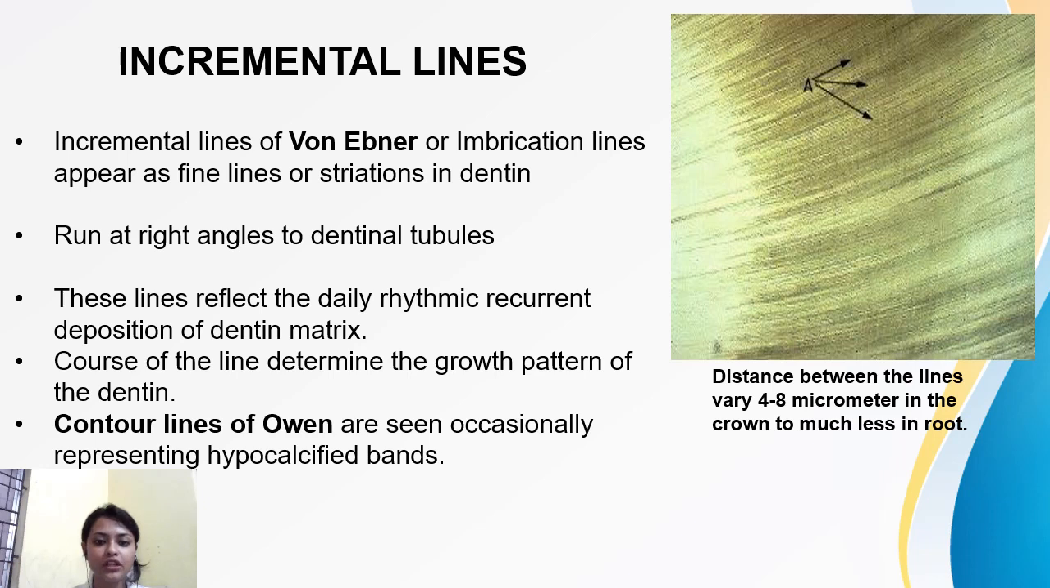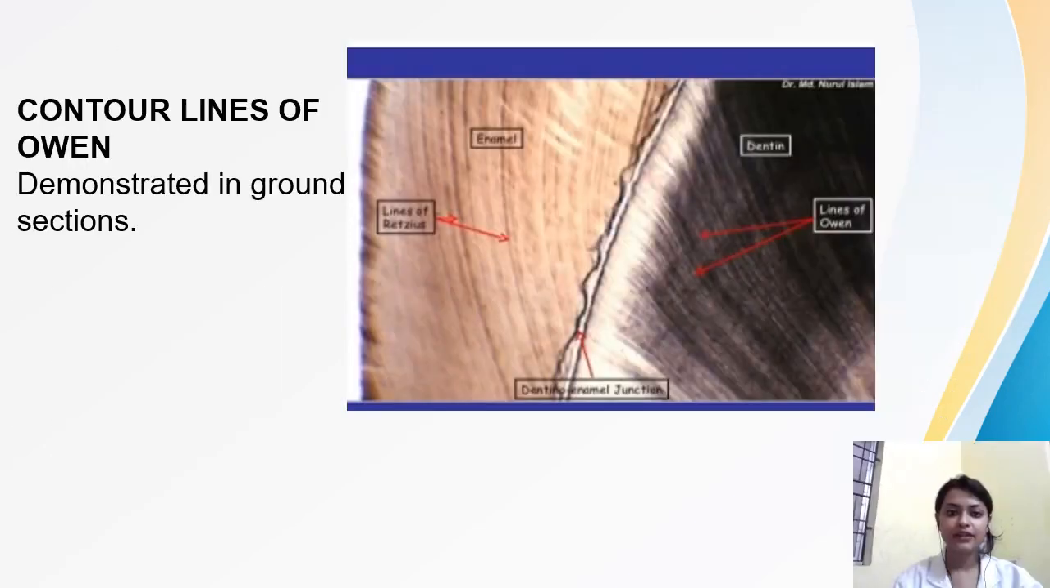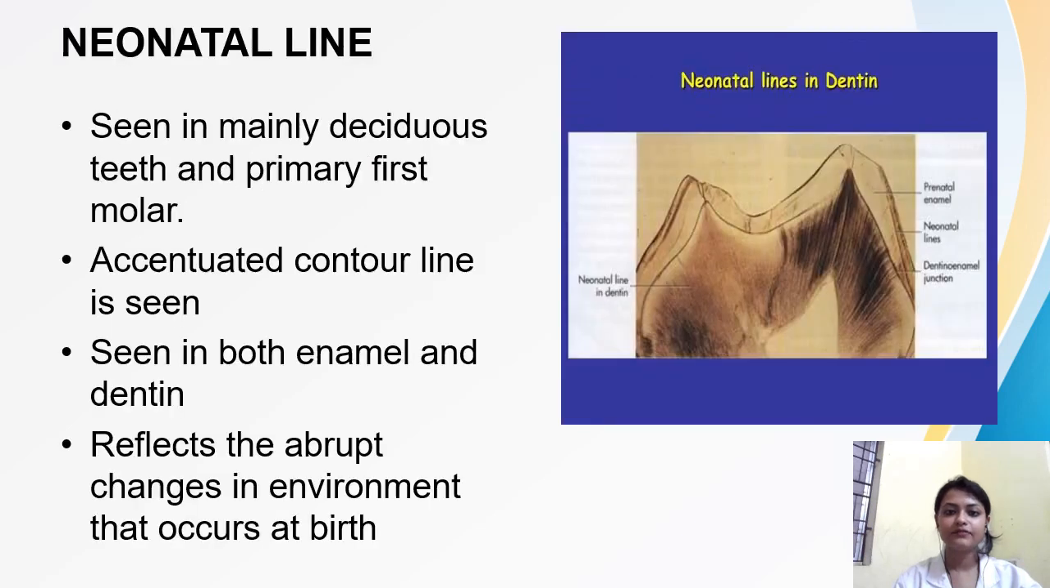Contour lines of Owen are seen occasionally, representing the hypocalcified bands. You can see in this image. Contour lines of Owen are also demonstrated in the ground section. We can see the lines of Owen. Here it is clearly depicted.